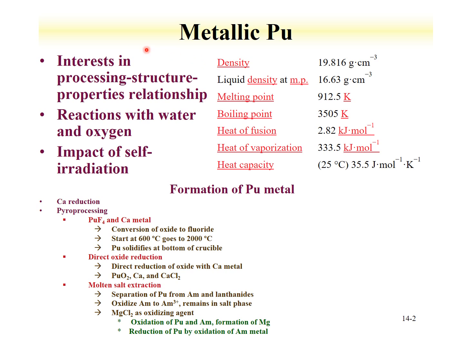There's strong interest in metallic plutonium related to how it's made, the processing, the relationship between the structure that's produced and the resulting properties. This relationship is important for understanding the behavior of plutonium metal. There's also large interest in the reactions of plutonium metal with water and oxygen due to formation of oxides. And there are also studies related to the impact of self-irradiation. How does that influence the behavior of plutonium metal?